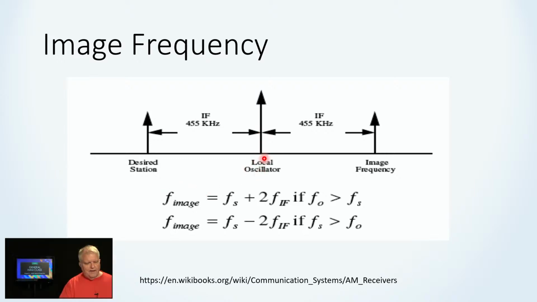So here's the local oscillator and the desired station. The difference is 455 kilohertz, so the difference will be passed to the amplifier stages and everything's happy. Except that there are two solutions to this problem. If you had an interfering station over here, 455 kilohertz above your local oscillator, the difference of these two signals is also 455 kilohertz.